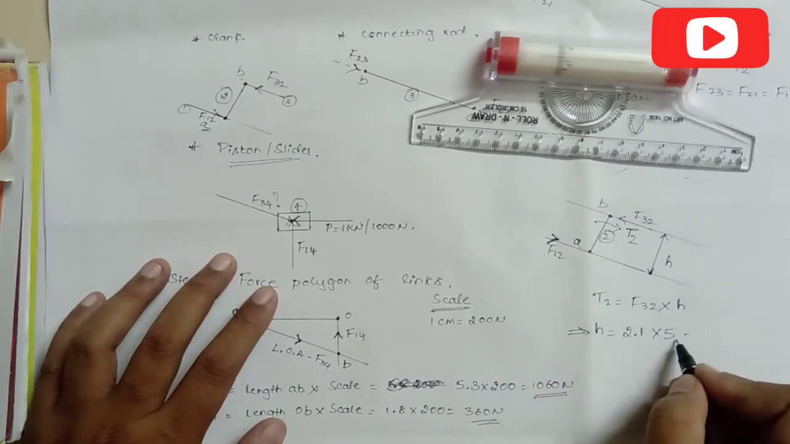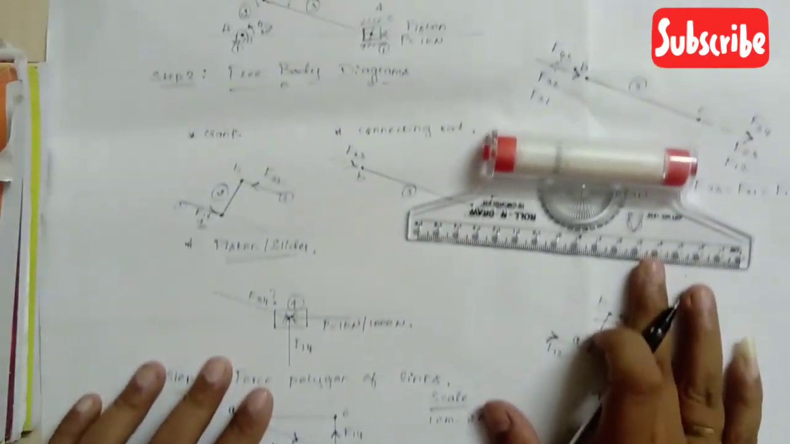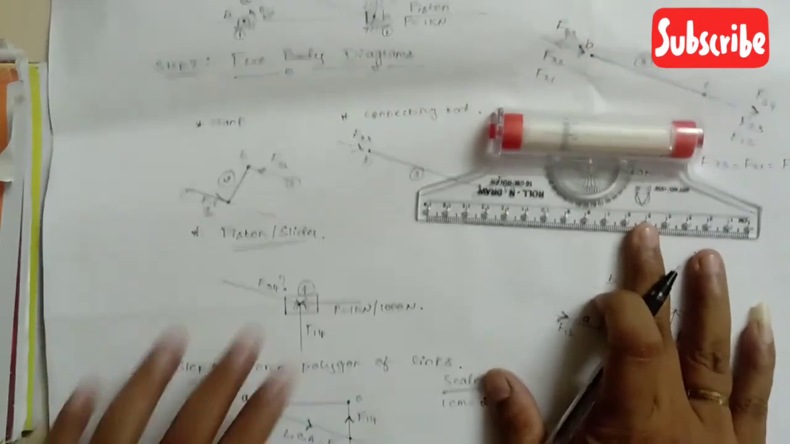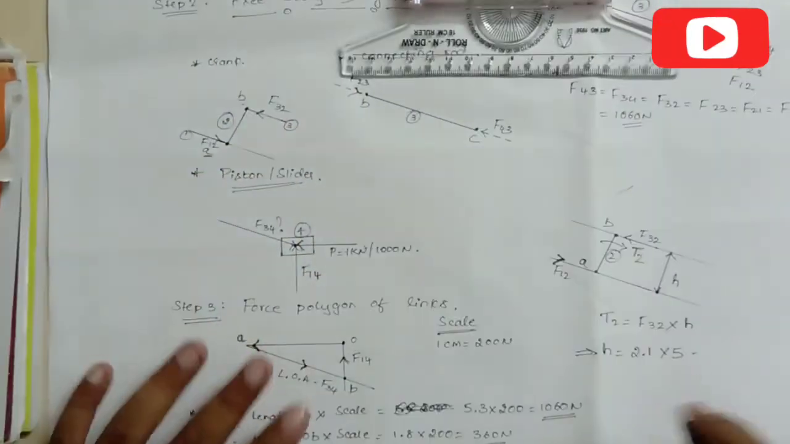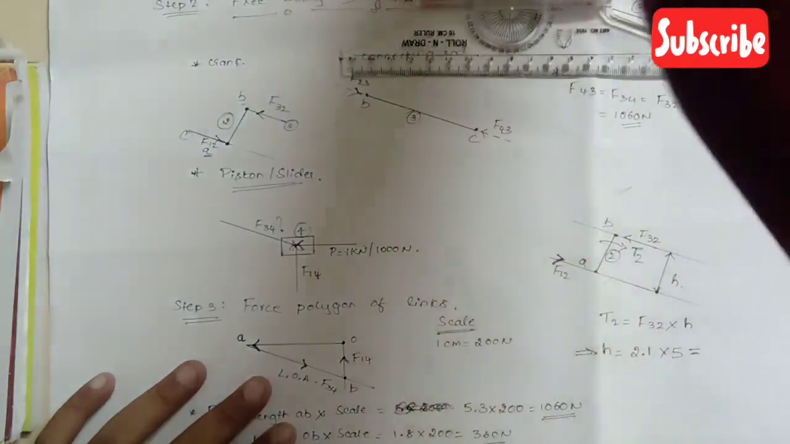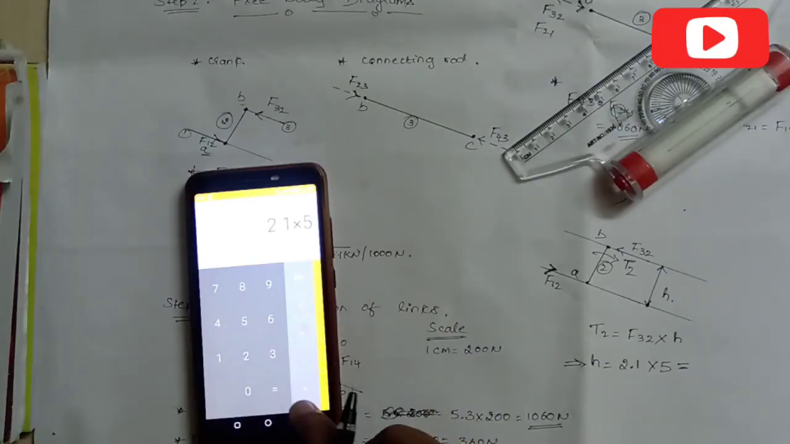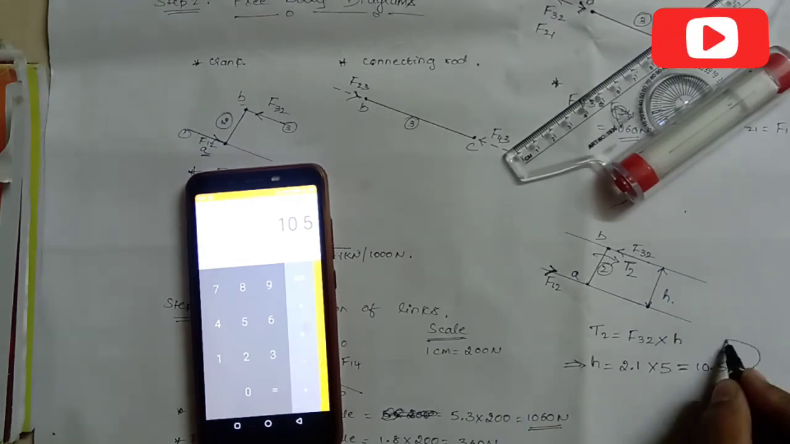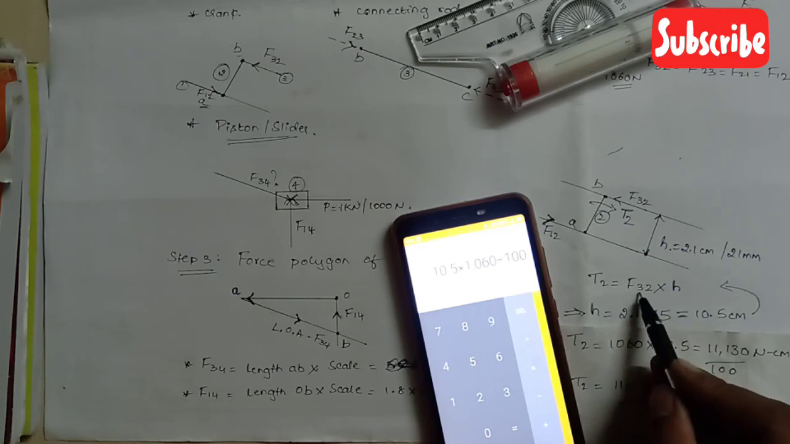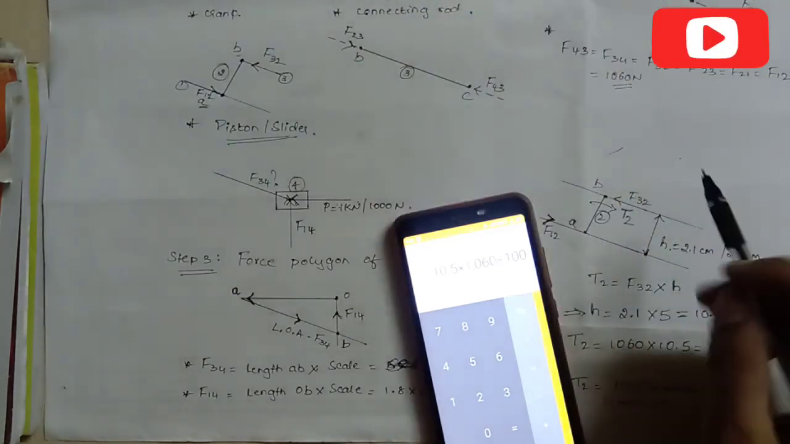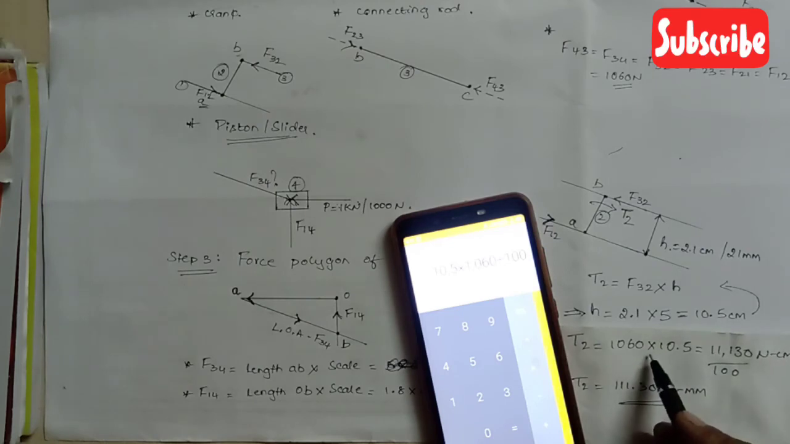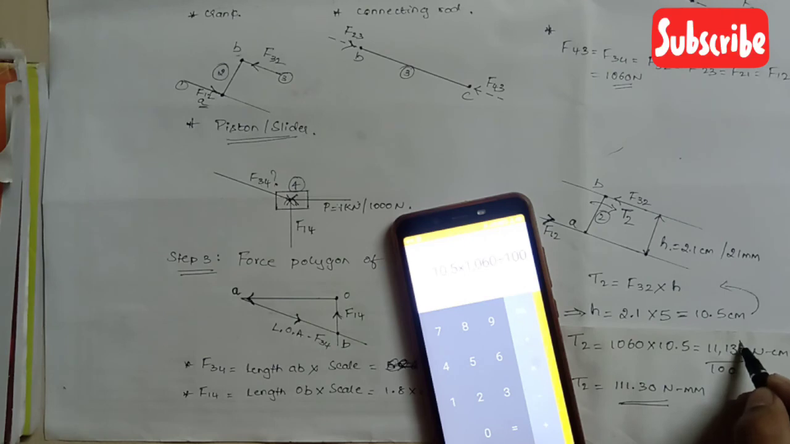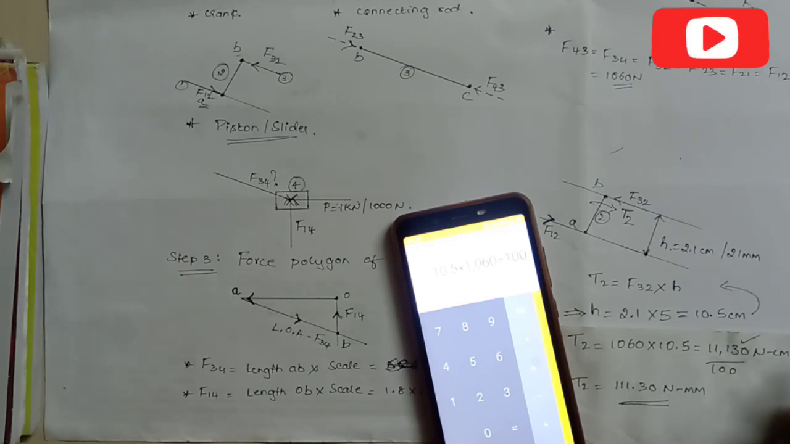Now this h should be multiplied by whatever scale you have taken in the space diagram. In the space diagram, we have reduced the scale to 1:5. Hence I will be multiplying my h value with a factor of 5 here. When multiplied by 5, we will be getting this as equal to 10.5 centimeter. Now substituting here, torque is nothing but F32. From the above step, we have got the answer to be 1060 Newton. I will be substituting here, multiplied by the h value, that is 10.5. Now multiplying this, I will be getting the value of this torque to be 11,130 Newton centimeter.